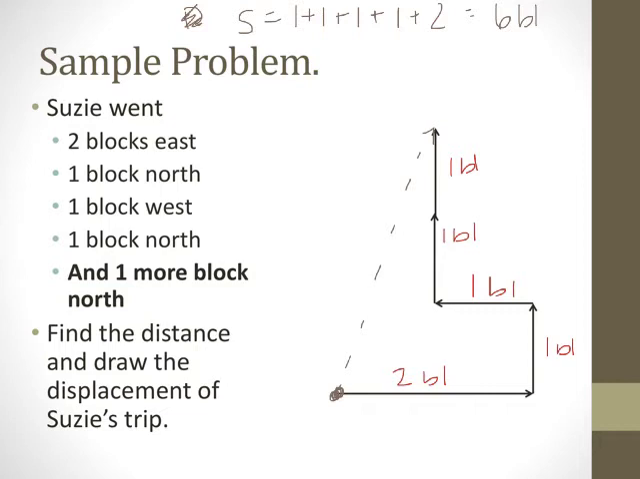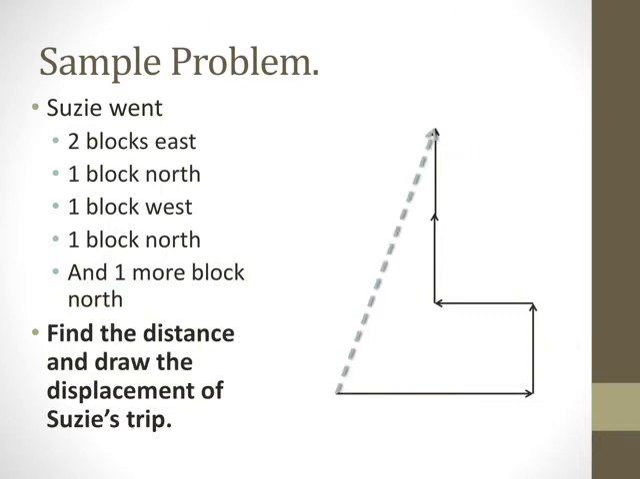I'm going to flip to another slide, a clean picture to work with, and there is our displacement drawn. Now let's actually find Susie's displacement. At first glance, it doesn't look like we have a right triangle to work with. But let's add in another line here. Let's draw this straight down, make a right angle.